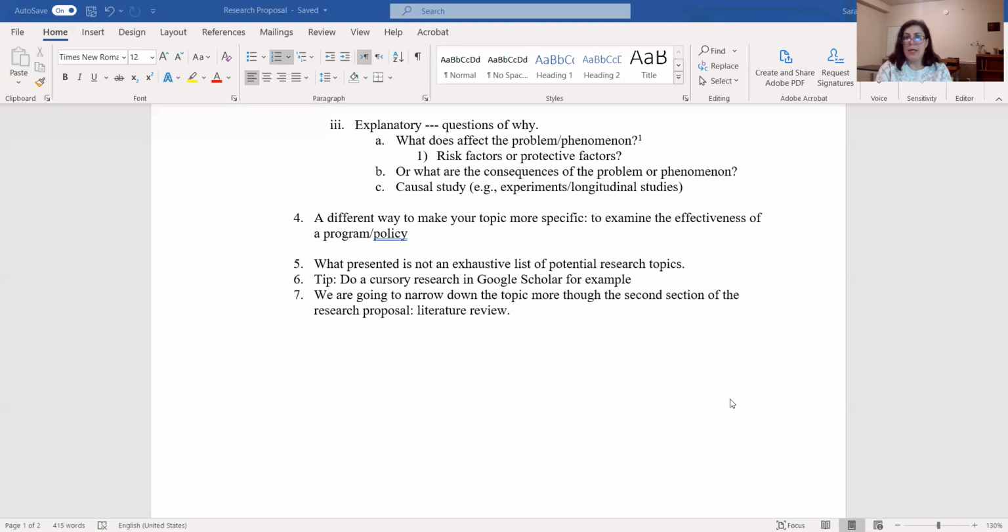Another tip here is to do a brief research, for example, in Google Scholar, that I'm going to show you how to do this research. I hope you see my screen. You can go to Google Scholar and search about your topic and get some ideas. This doesn't mean to copy what is in Google Scholar. No, this is just to get some ideas so that you discover your interests.